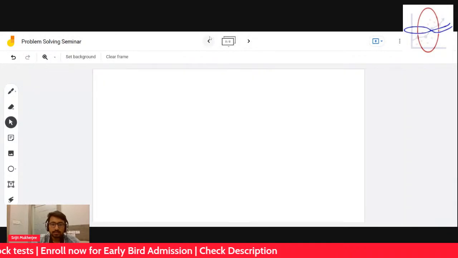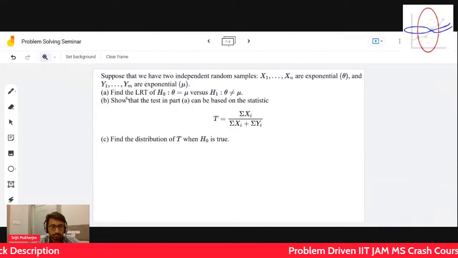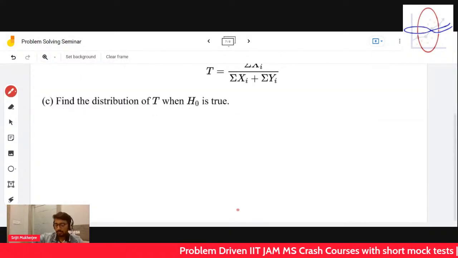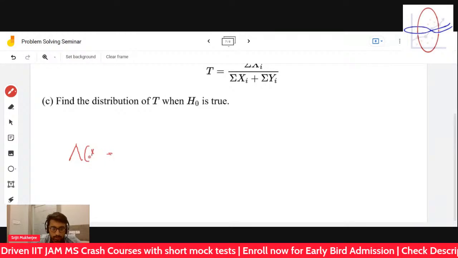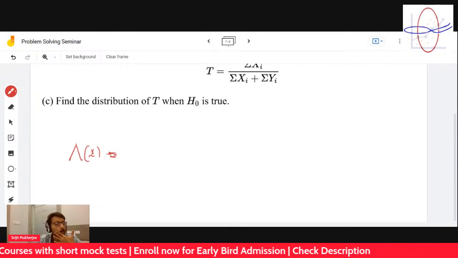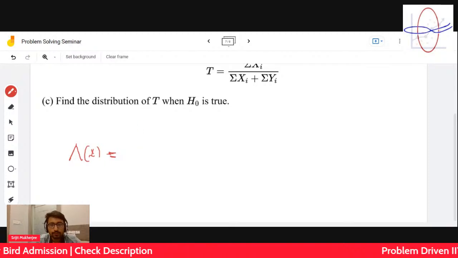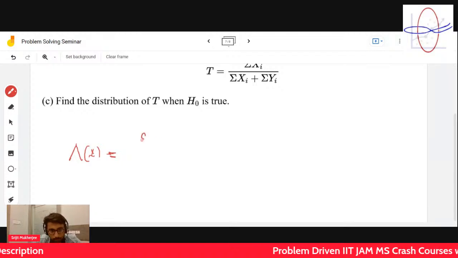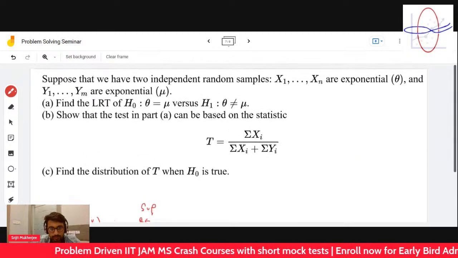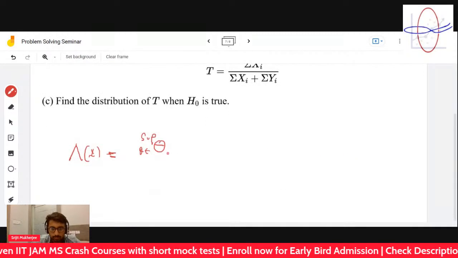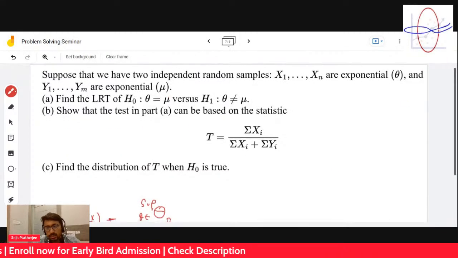So what is the likelihood ratio test? I will just revise it once again so that you understand the question. The likelihood ratio test is the following: we have a function of the data, the random sample, and it tells you that we take the supremum over theta belonging to the H naught region, that is, where the parameter lies. Here in this case theta is equal to mu, so that is just mu.